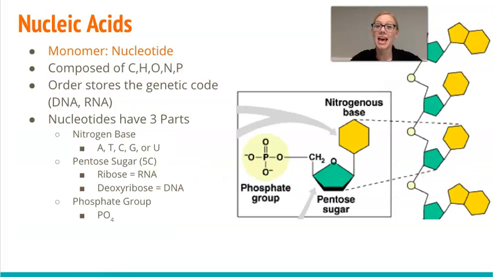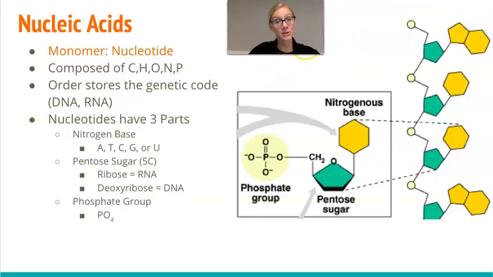Next, we have nucleic acids. Remember, the nucleic acid monomer is a nucleotide. It has carbon, hydrogen, oxygen, nitrogen, and now we add in phosphorus. The reason we're mostly familiar with these is because we know about DNA and RNA, and they store our genetic material, right?